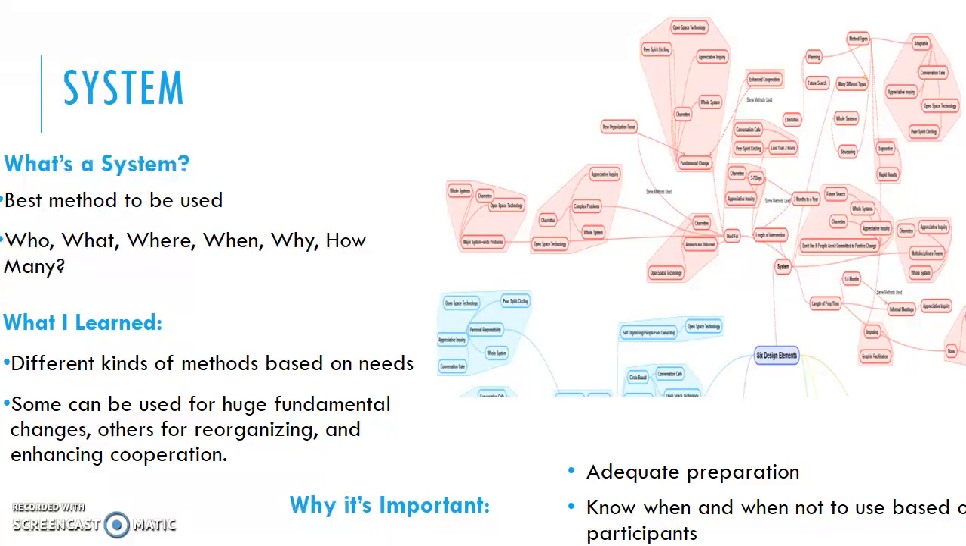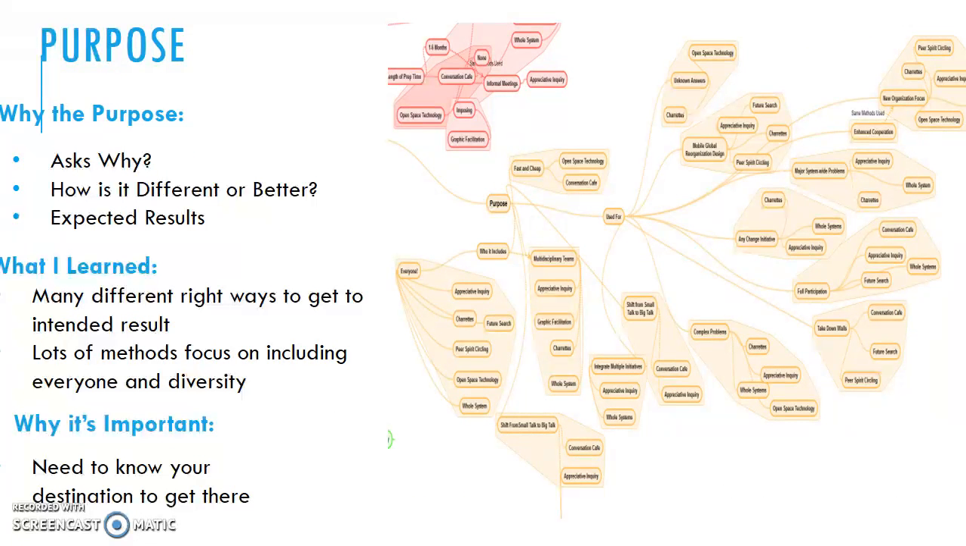And it's important because you need to be adequately prepared in order to know where you're going. And you need to be able to know when and when not to use this based on the participants who are available. So purpose. Here we have in the gold is my mind map of the purpose.